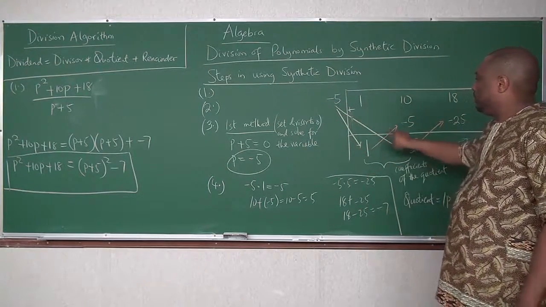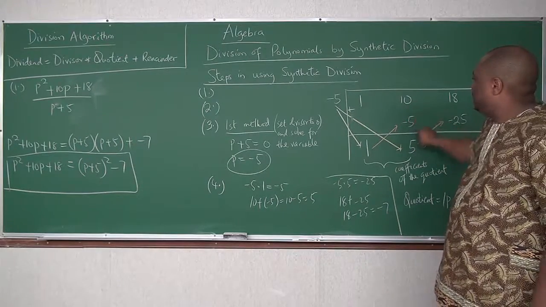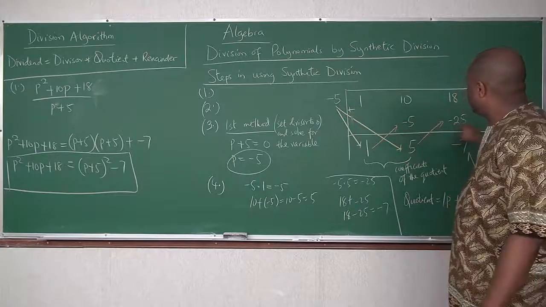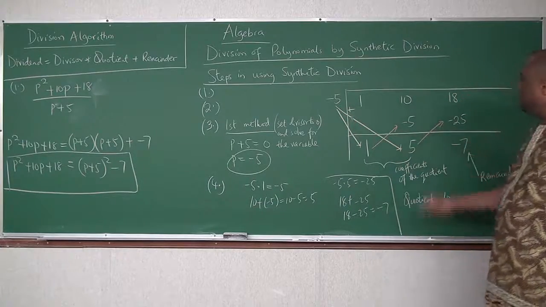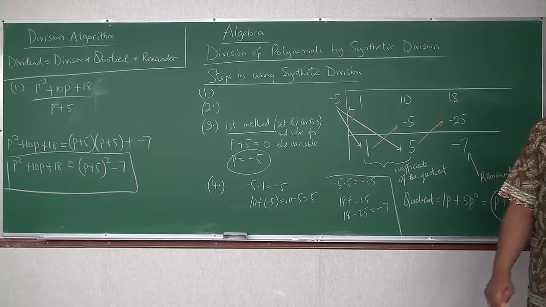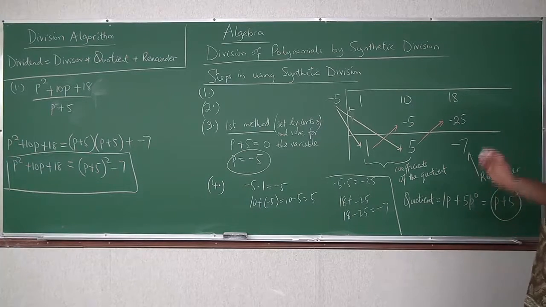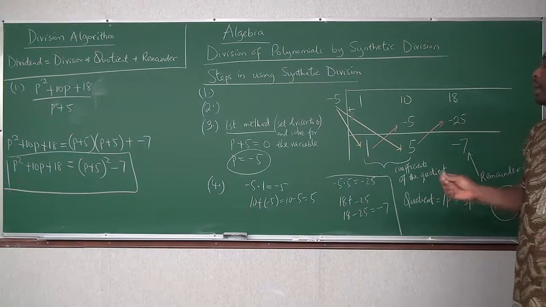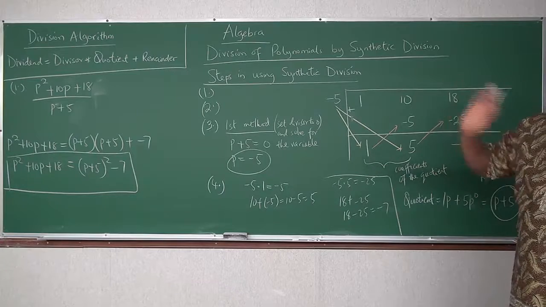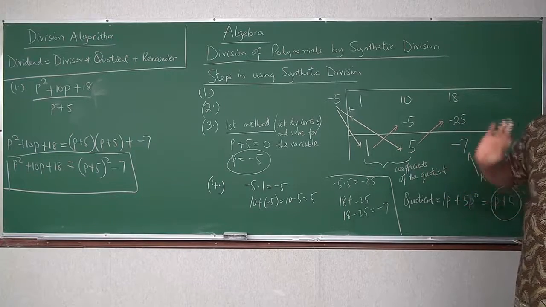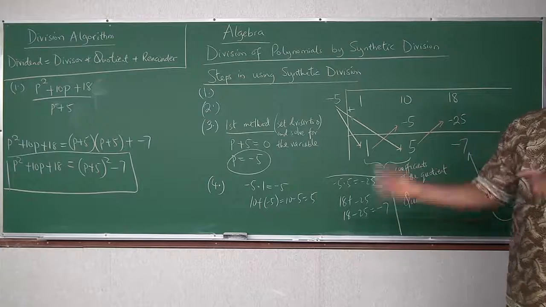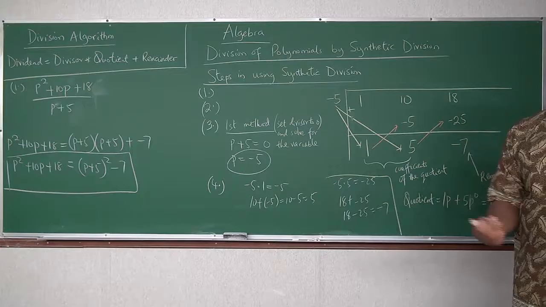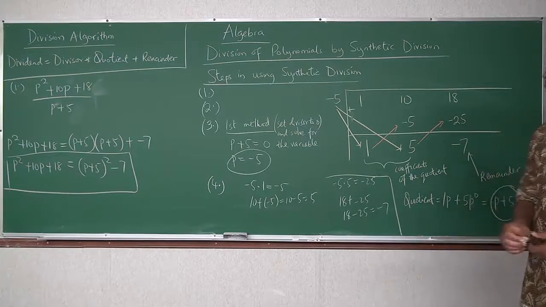-5 times 1 is -5, put it under here, add this, 10 minus 5 is 5, -5 times 5 is -25, 18 minus 25 is -7. And that is the way you do it. Now I'm going to show you the second method, which is not really a lot different. But after showing you the second method, we will just be using the first method for the rest of the questions, because the first method is the one that is most commonly used.